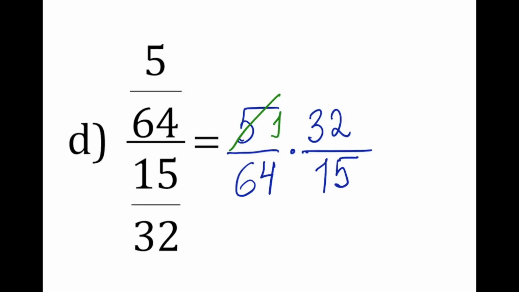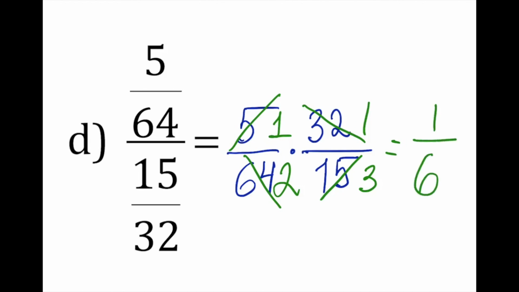Simplify. 1, 3. 32 goes into 64 twice, so I can go ahead and divide by 32. So that will give me a 2, and altogether 1 over 6. And that is the lesson.